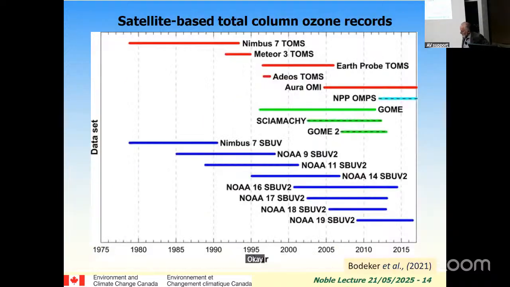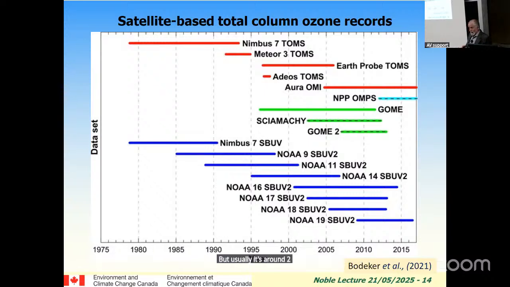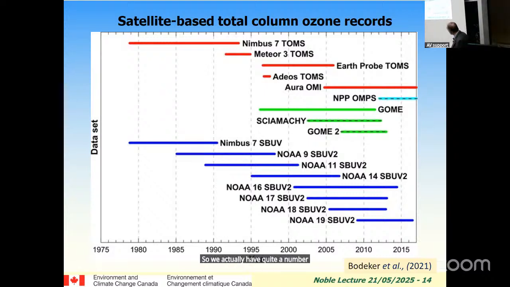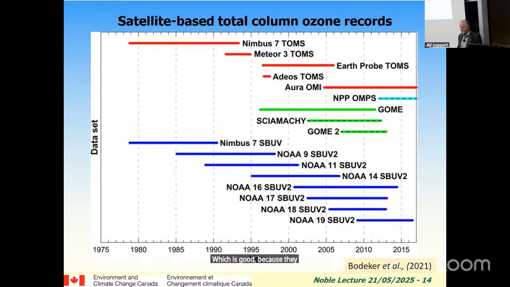Okay. Satellites. Not everybody knows satellites measure ozone. In fact, we have a lot of them right now because they were all intended to work typically for a two-year lifetime. The usual design planning is 2 years, sometimes 5, but usually it's around 2 years. And many of them have been operating for close to 20 years. So we actually have quite a number of instruments that are measuring total ozone, which is good because they do a good job of that from above.